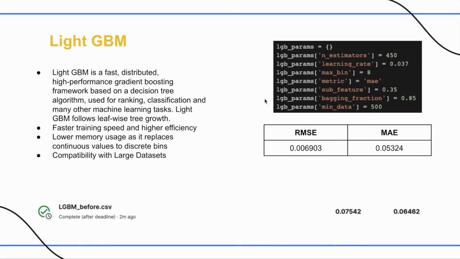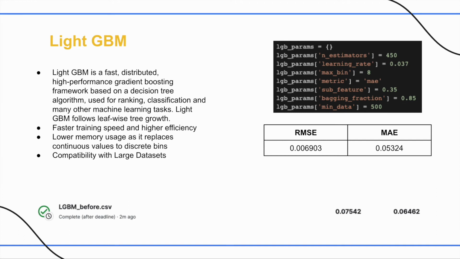The light gradient boosting model is a fast, distributed, and high-performance gradient boosting framework, and it's also based on the decision tree algorithm. Its main difference from XGBoost is the tree growth. XGBoost follows a level-wise tree growth, whereas the light gradient boosting model follows a leaf-wise tree growth. The main reasons we use the light gradient boosting model are as follows. It enables a faster training speed and higher efficiency.